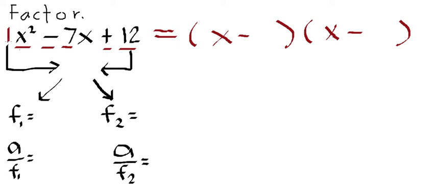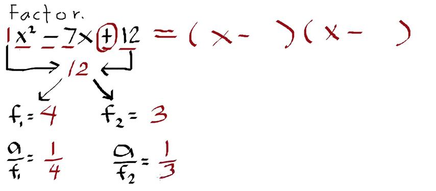Understood na 1 ang A. So, 1 times 12 is 12. Anong factors ng 12 na kapag pinag-add mo, ang sagot ay 7? Correct. 4 and 3. Laging dito sa f sub 1 ang larger factor at laging sa f sub 2 ang smaller factor. Then, kukunin mo pa yung a over f sub 1 at a over f sub 2. So, 1 over 4 and 1 over 3. Which is hindi naman na masisimplify parehas.